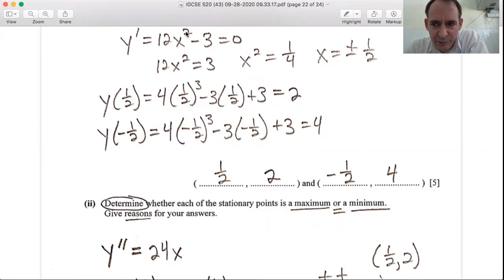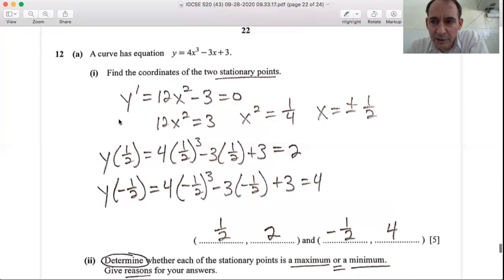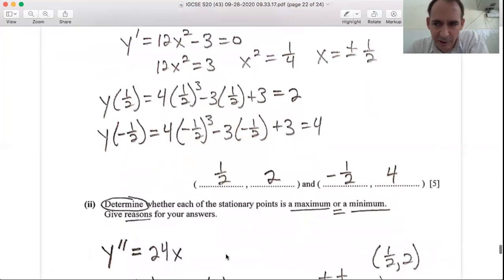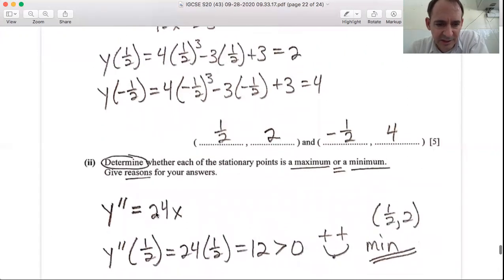So you just take the derivative again, but you take the derivative of your first derivative, which is why it's called the second derivative. So y double prime. So you multiply the 2 to the front, that gives you 24. Subtract 1 from the exponent gives you x to the 1. Again, the derivative of a constant is 0, so we just get 24x.